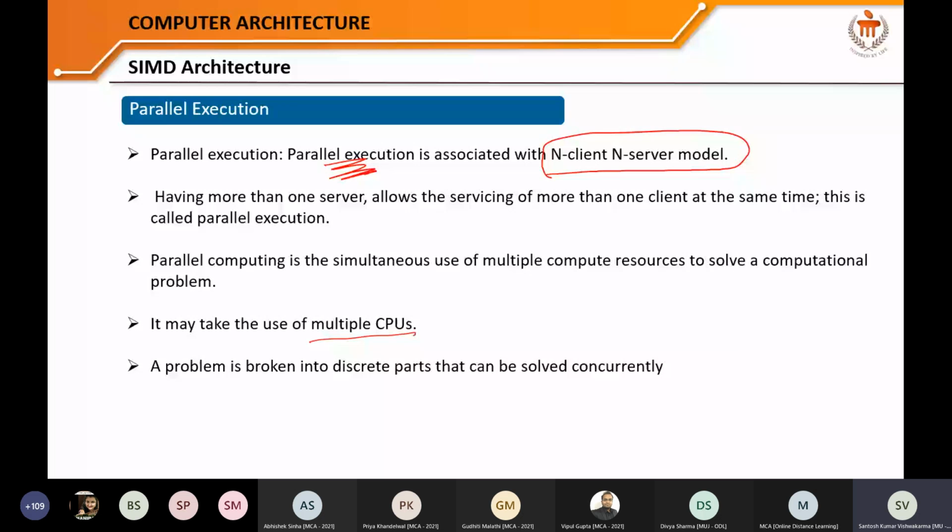So we come up with the concept that there may be an n client and n server model. Having more than one server allows the servicing of more than one client at the same time, and this is called parallel execution. So parallel computing is the simultaneous use of multiple computer resources to solve a computational problem. And obviously we are going to have multiple CPUs, and a problem is broken into discrete parts that can be solved concurrently.